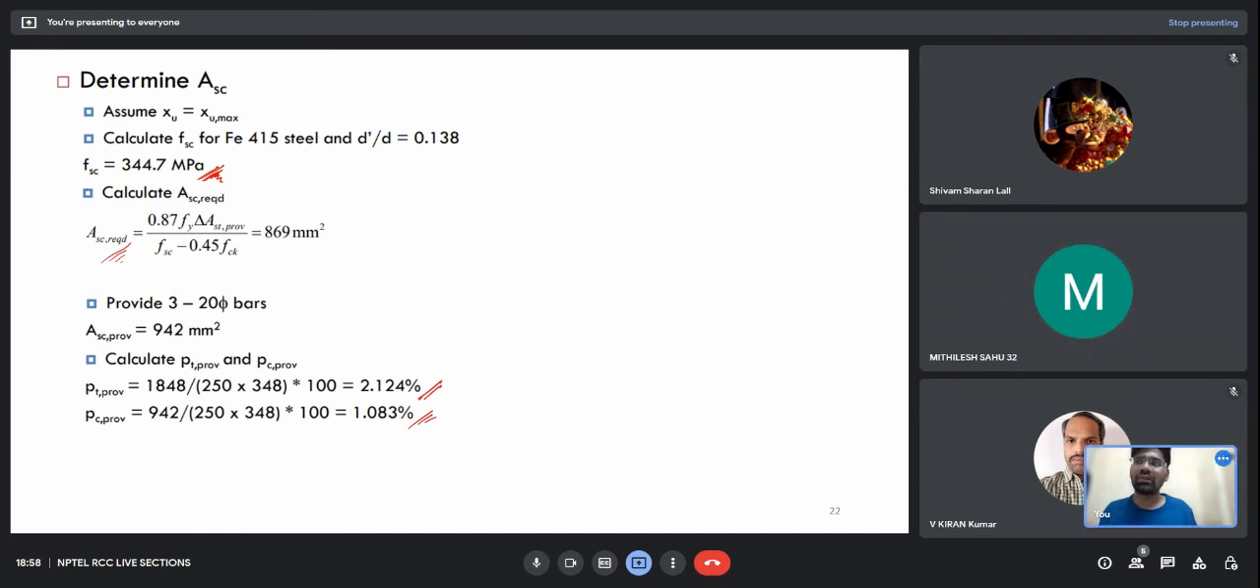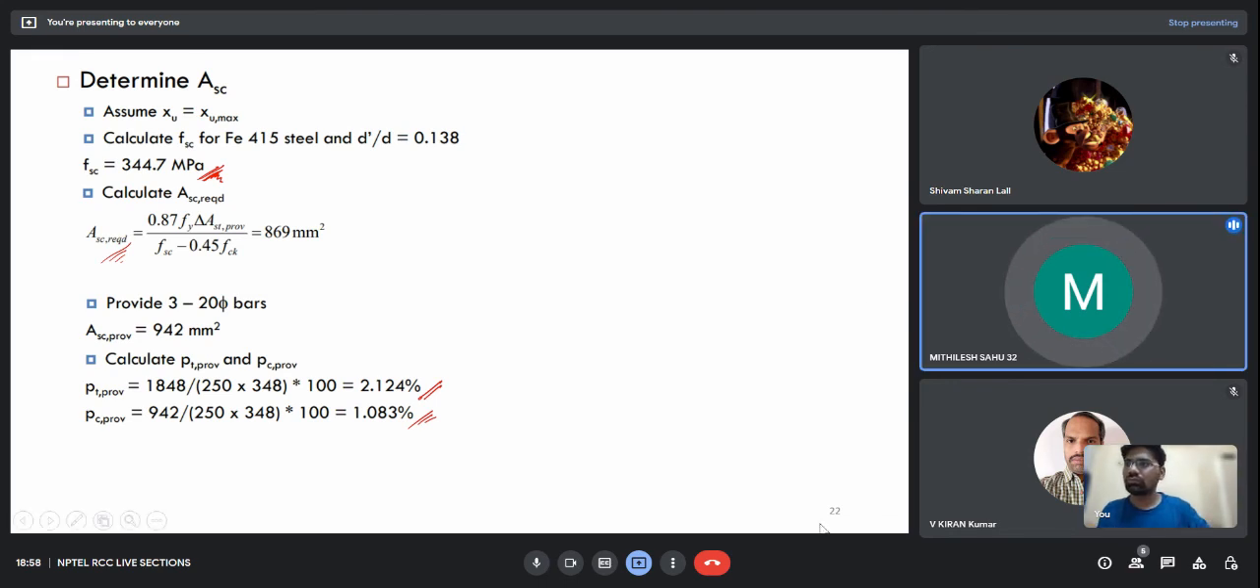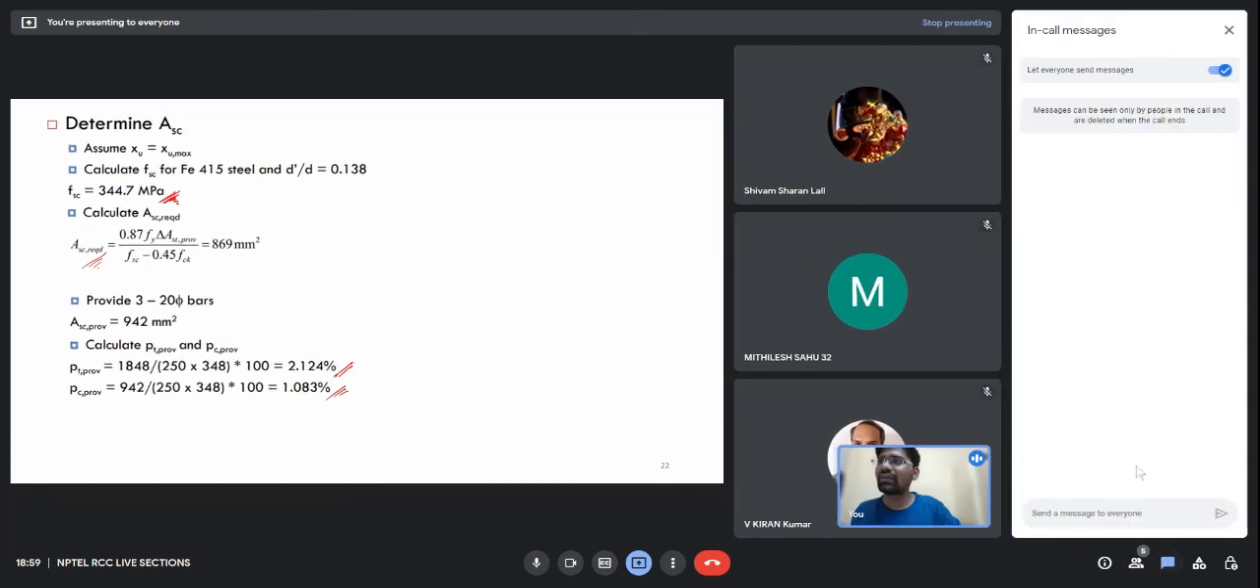Mithilesh, you are not audible. No, no. You are not audible, Mithilesh. Can you type your query in the chat box if it is possible?